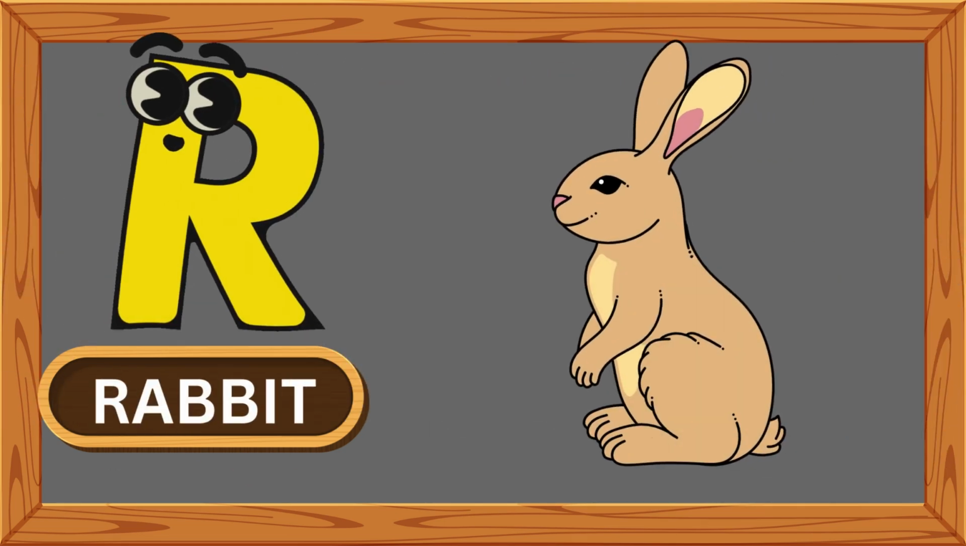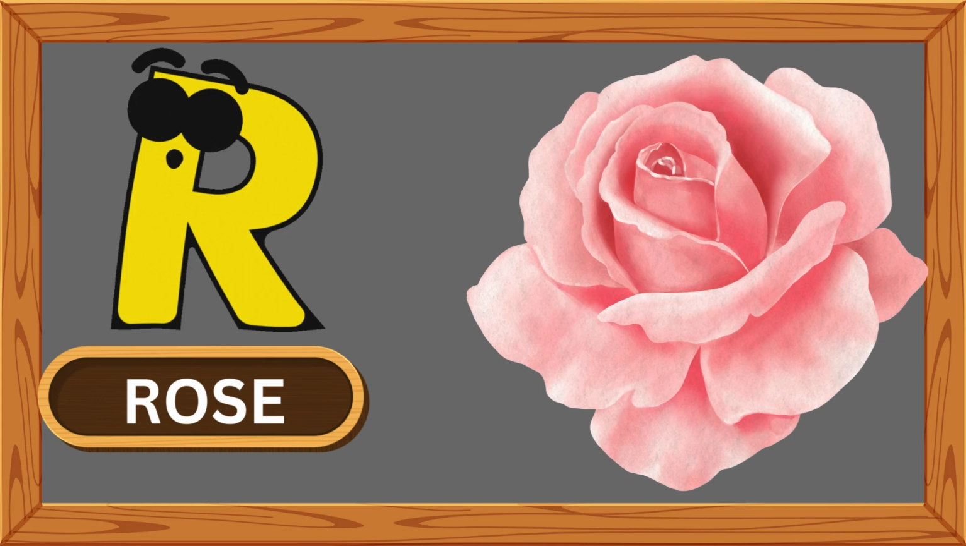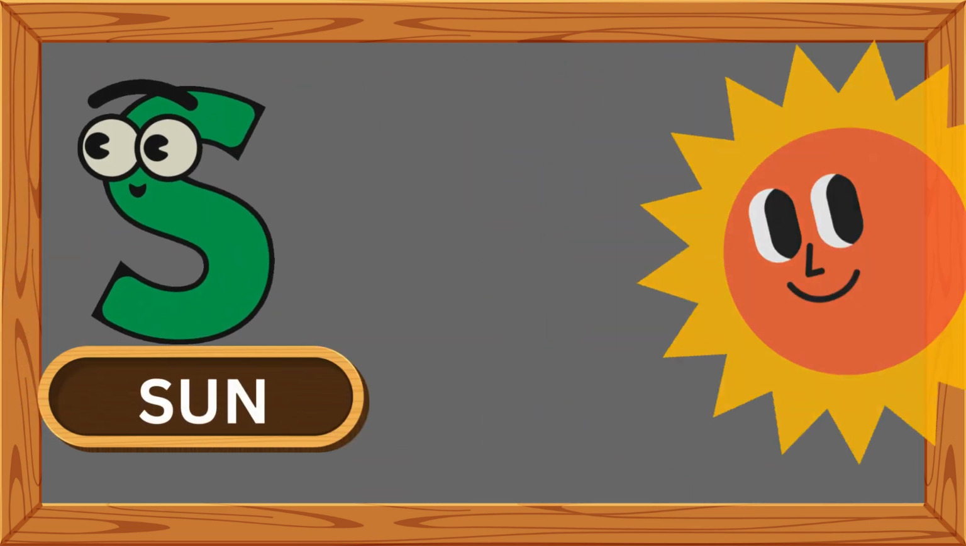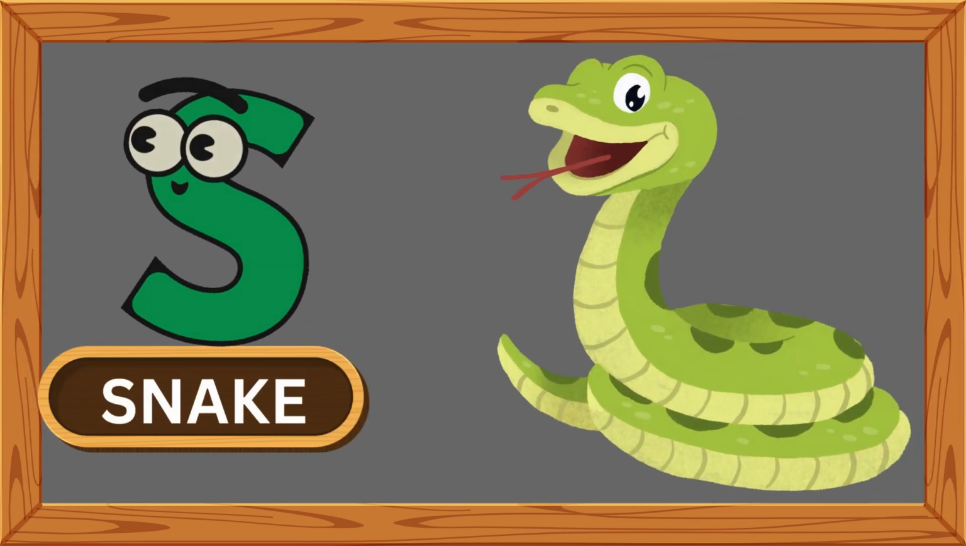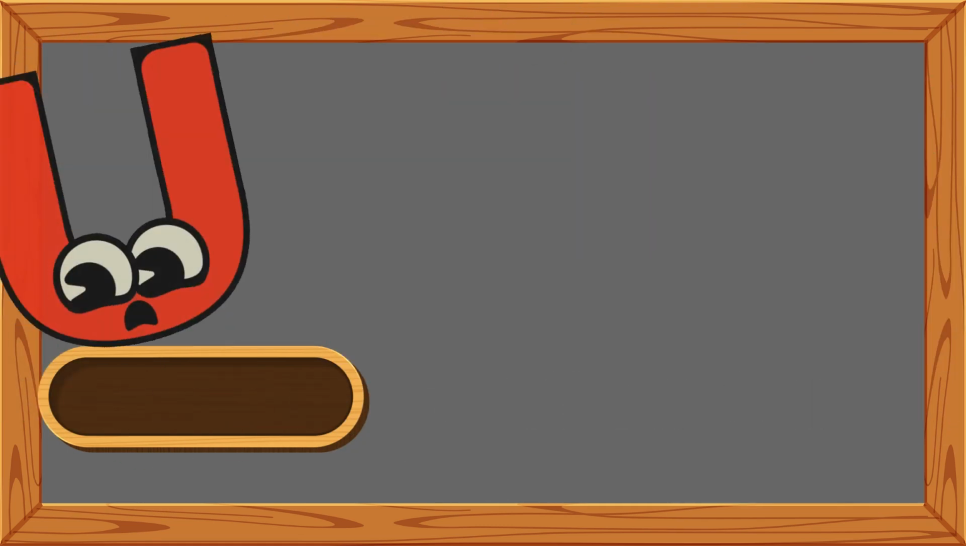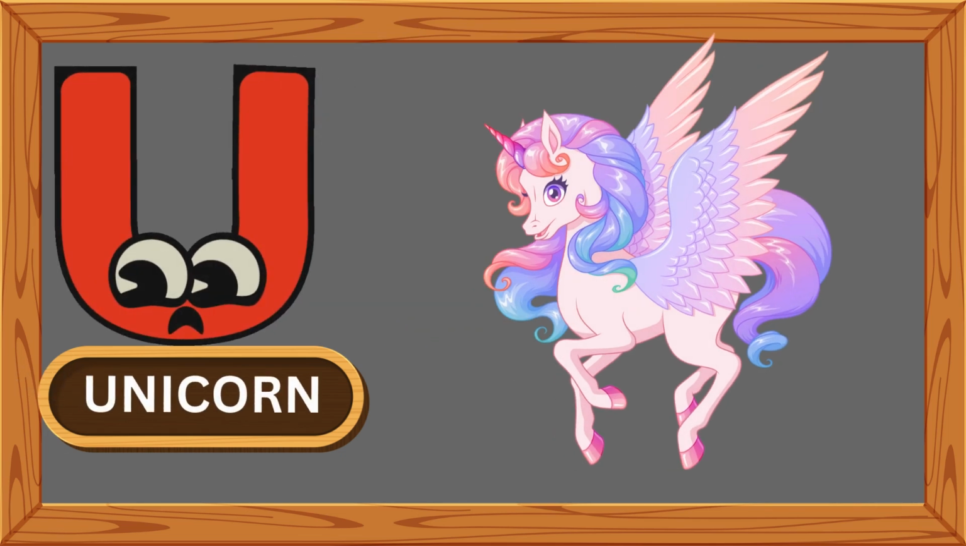R for rabbit, R for rose. S for sun, S for snake. T for tiger, T for tree, T. U for umbrella, U for unicorn.